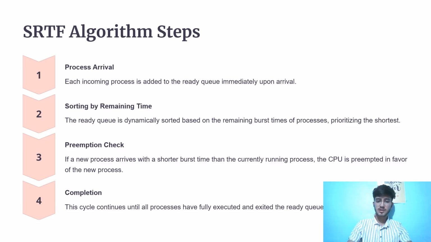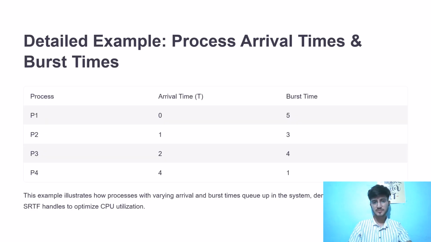Then preemption check. If a new process arrives with a shorter burst time than the currently running process, the CPU is preempted in favor of the new process. Then completion. The cycle continues until all processes have fully executed and exited the ready queue.